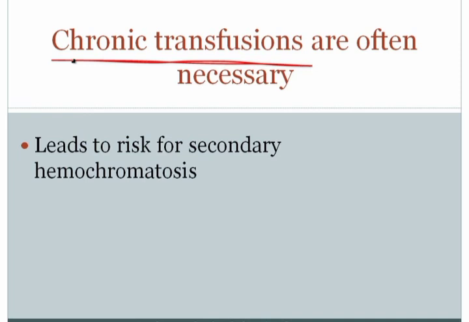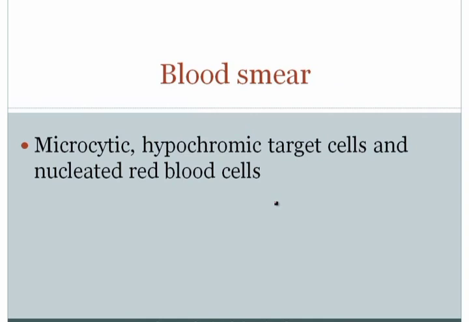And as iron begins to build up within the tissues, eventually the complication of having excess iron in tissues is called hemochromatosis. And that's a disease we'll talk about later in the liver lectures. However, at this point, you should recognize that it's secondary because it's due to chronic transfusions. On blood smear, these patients will have a microcytic hypochromic anemia with target cells, and I've already explained that. At the same time, there will be some nucleated red blood cells.